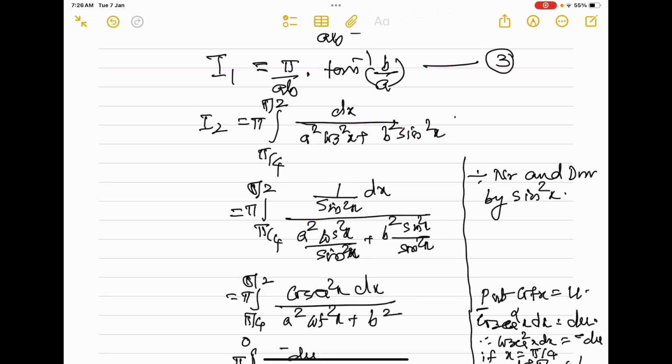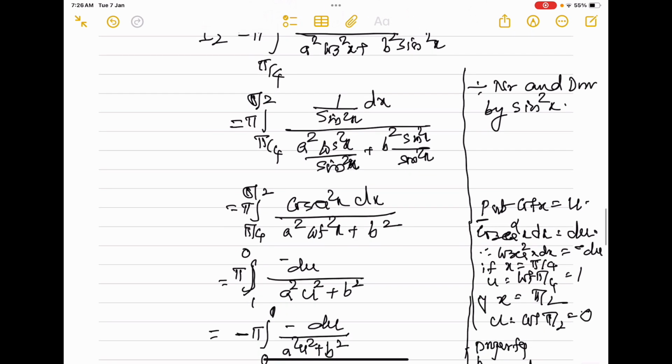square into cos square x by sin square x plus b square into sin square x by sin square x. That's equal to pi into integral pi by 4 to pi by 2 cosec square x dx divided by a square cot square x plus b square. Then to integrate it, put cot x equal to u. Then differentiating, negative cosec square x dx equal to du.